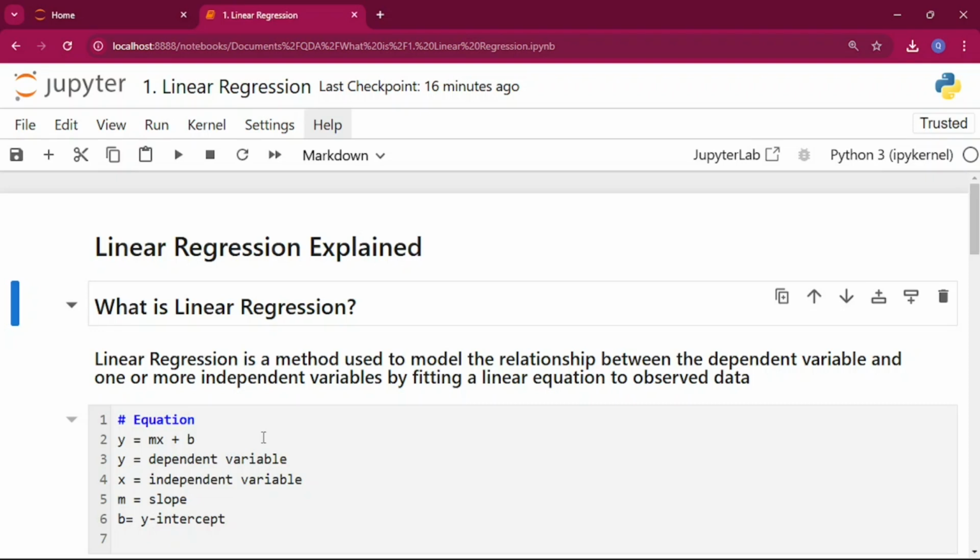And the goal is to find the values of m and b that minimize the difference between the predicted values and the actual data points. So imagine you have a data set where you are trying to predict a person's weight based on their height. The linear regression model will try to find the best line that minimizes the difference between the actual weight value and the predicted weight value. And the difference is often called the residual error.